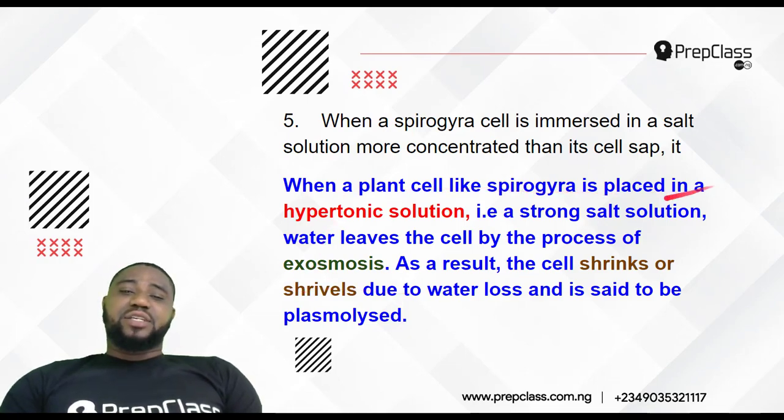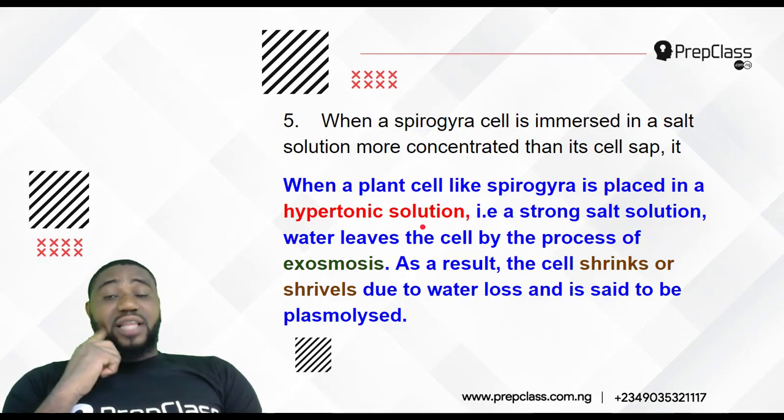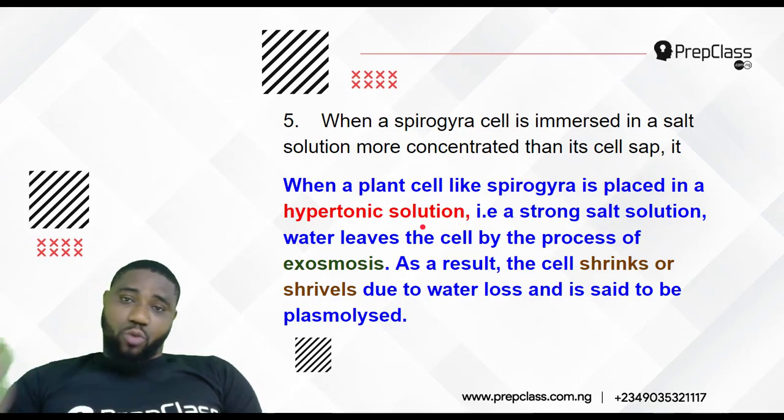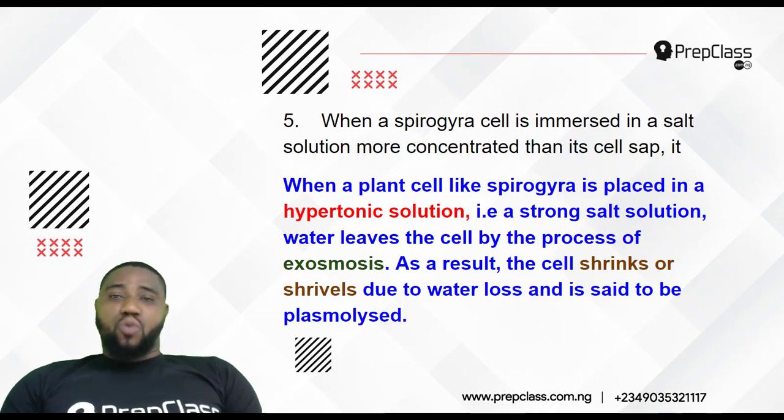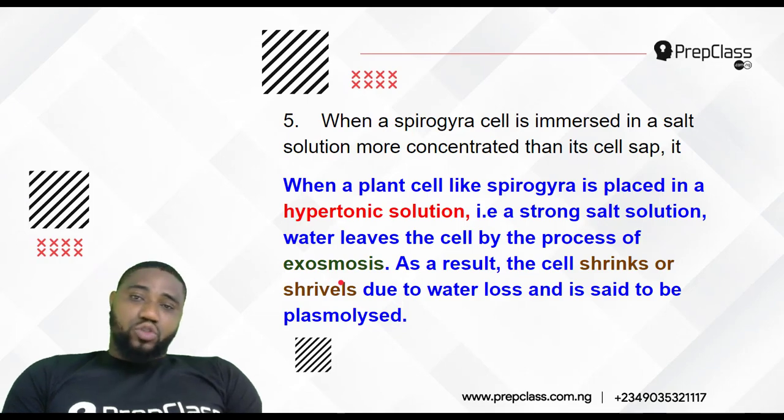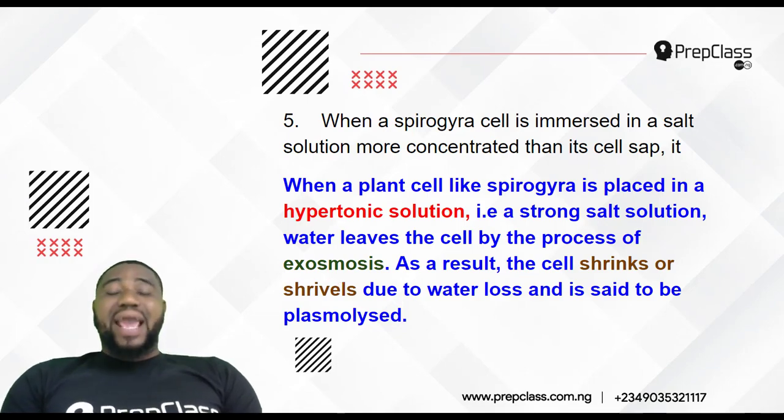So when a plant is placed in a strong salt solution, a very good example: if I put 10 spoons of salt in one glass cup of water, that water will be extremely salty. That's a strong salt solution. That's a hypertonic solution. So when you place a plant cell in a salt solution, something happens. Water leaves the cell by a process of osmosis. We call that kind of osmosis exosmosis. When water leaves a cell, it's called exosmosis. When water enters the cell, it's called endosmosis.